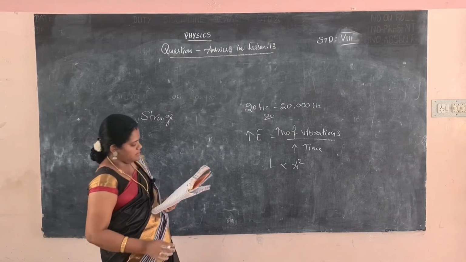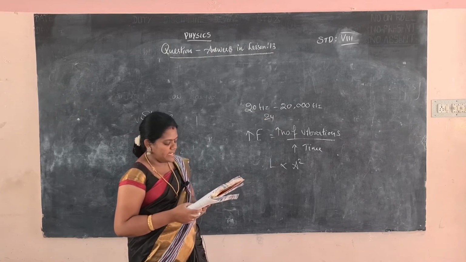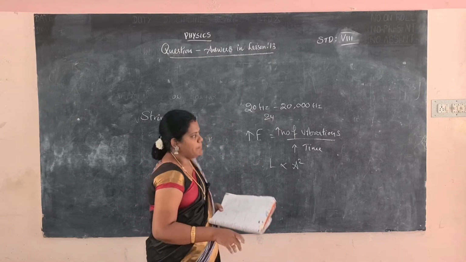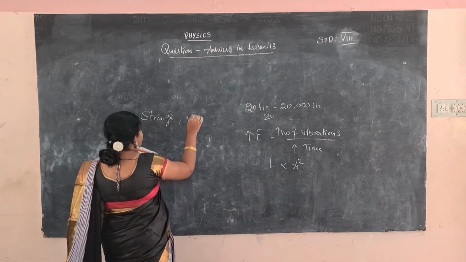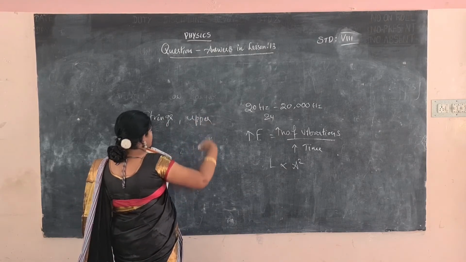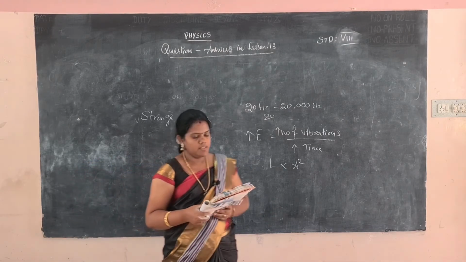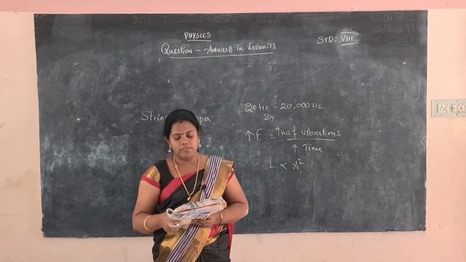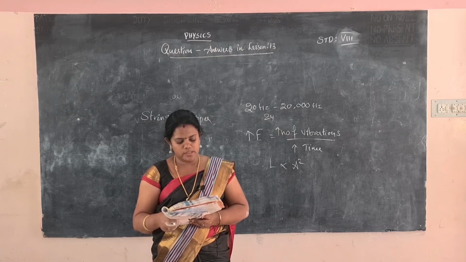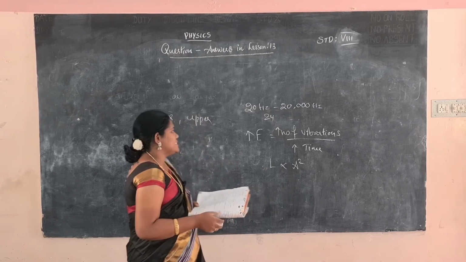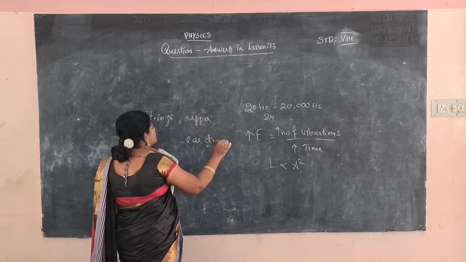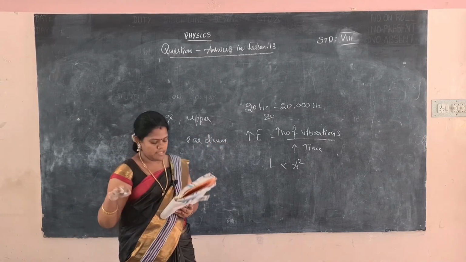Then the voice box is present at the upper end of the windpipe. Then third one, the dash is like a stretched membrane that vibrates on receiving sound vibration. That is called the eardrum, in the middle part of your ear. It is a stretched elastic membrane.